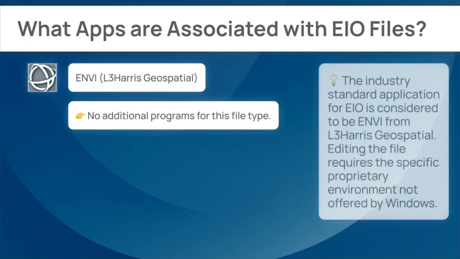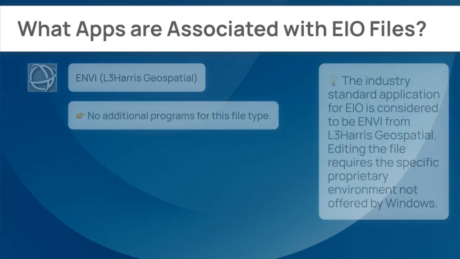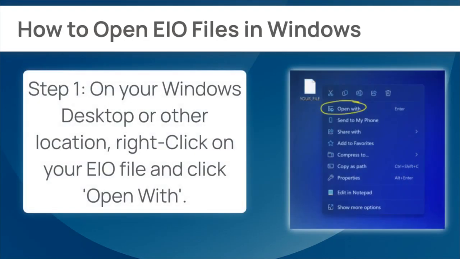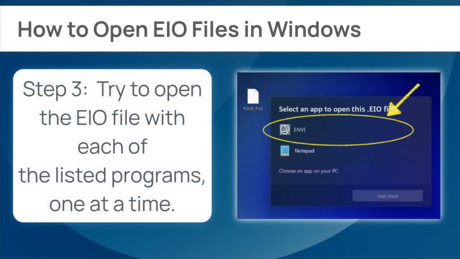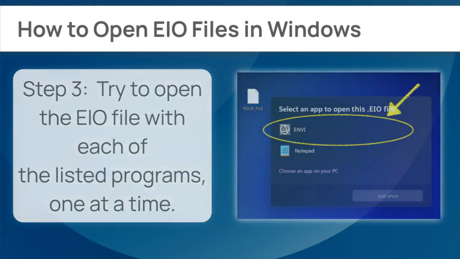Windows cannot fully interpret the file's proprietary XML structure for editing purposes. Windows offers no meaningful preview, so geographic visualization must occur in GIS software. To resolve the conflict, we need to test installed programs. Right-click your EIO file and choose Open With. Attempt to open it with ENVI if it is present, otherwise try another tool from the list.